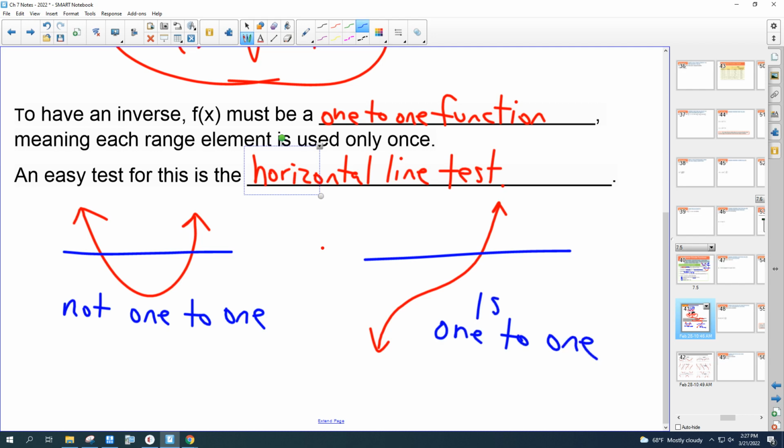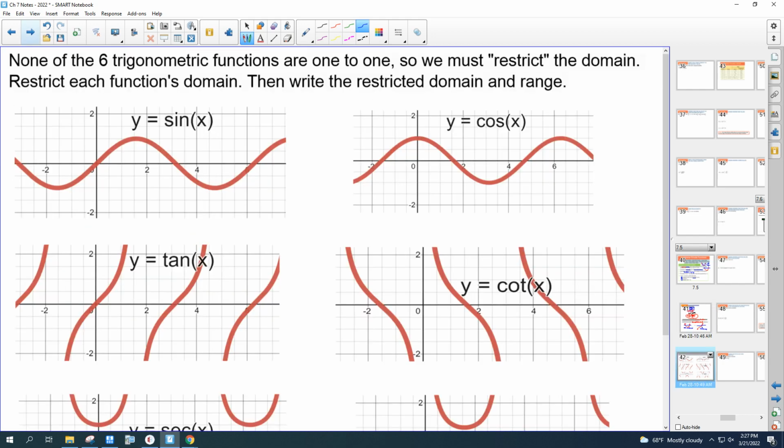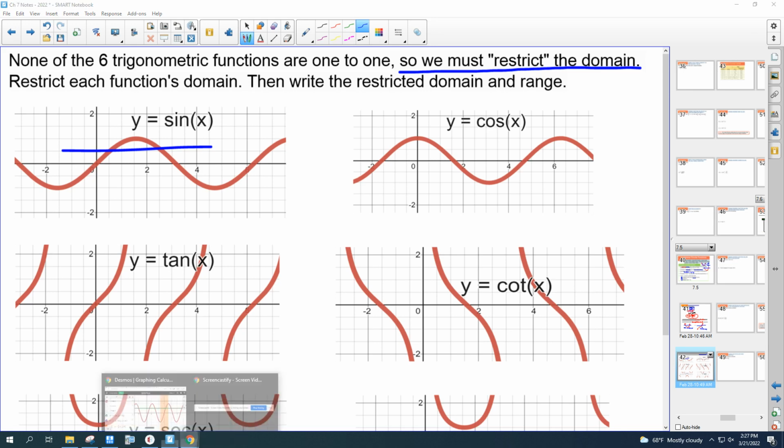And we need it to be one-to-one in order to even talk about having an inverse. But here we have a problem. Okay, if you look at the graphs of all of our trig functions, all 6 of them, there's not one of them that's going to pass that horizontal line test. All right, so we're not technically even allowed to talk about an inverse because they're not one-to-one. They're not going to pass that horizontal line test. So we must restrict the domain. We have to do something kind of weird. We have to pull a rabbit out of our hat and do some sort of magic trick to be able to do this. All right, so check this out.